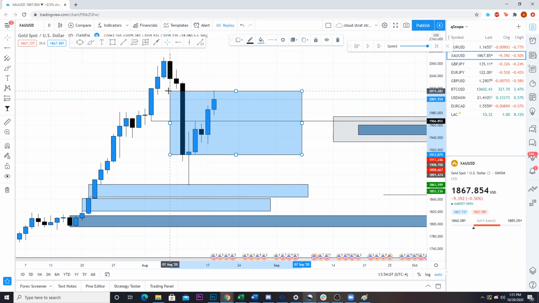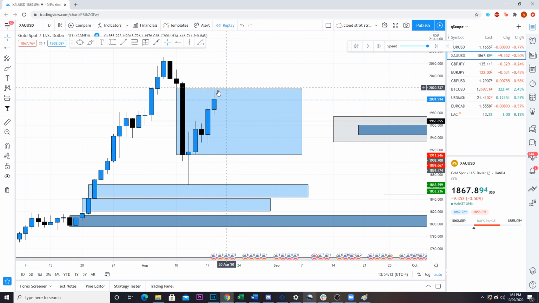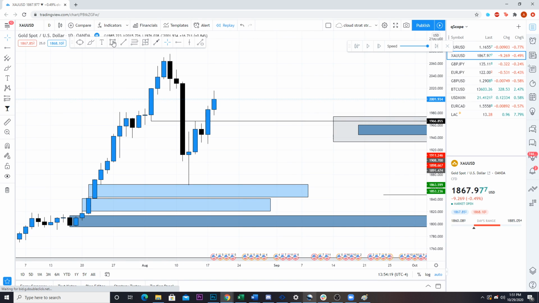What you have to notice is sometimes these wicks are very important too. This was the entire imbalance area, but this can count as filled, okay? So what we're going to expect next is most likely some kind of move down to start filling in the imbalance here. And now what you'll notice is on this move up, we've created this wick to wick imbalance. Okay, so what happens is we now want to fill this as well.